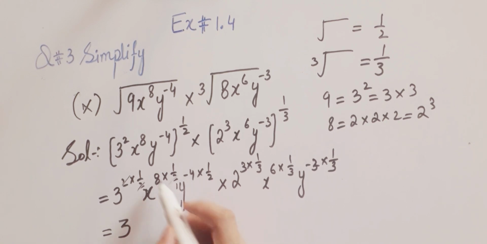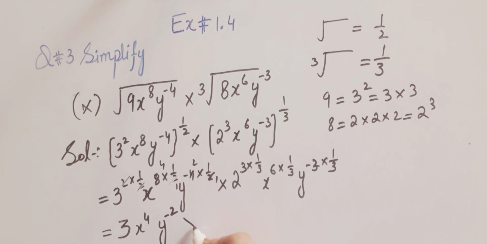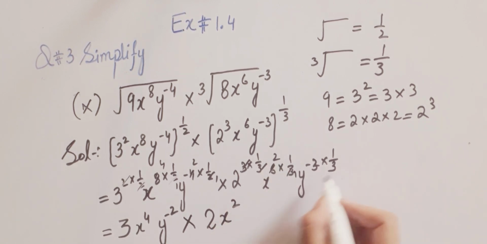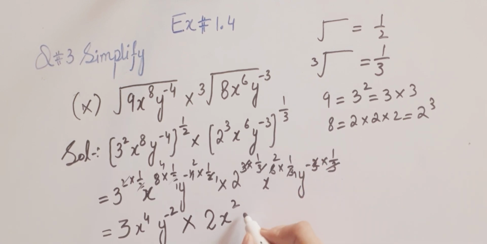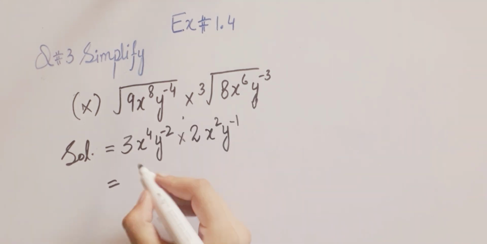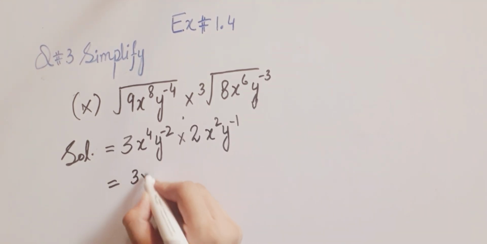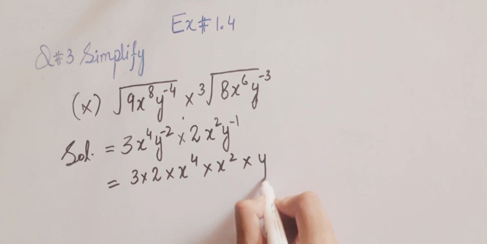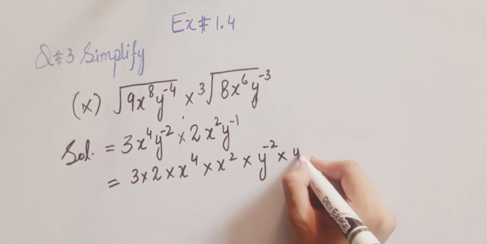When 8 is divided by 2 we have 4, x power 4. When 4 is divided by 2 we have 2, y power minus 2, multiply 2. This 3 will be cancelled by this 3, and when 6 is divided by 3 we have 2, x power 2, and when 3 is divided by 3 we have 1, y power minus 1. Now here we apply product law by arranging the like terms. 3 multiply 2 multiply x power 4 multiply x power 2 multiply y power minus 2 multiply y power minus 1.